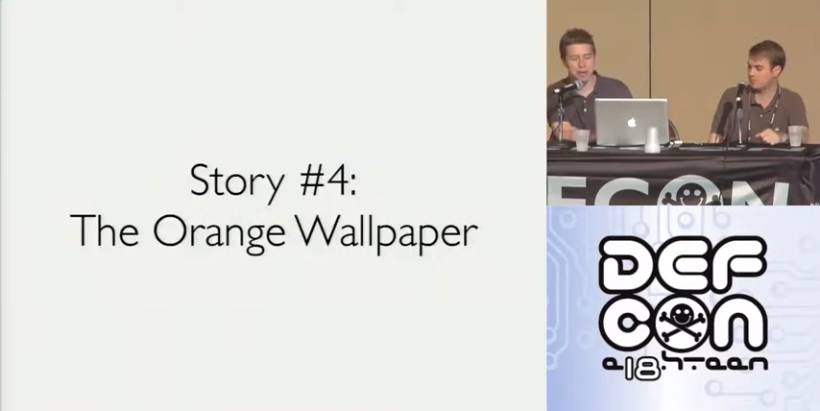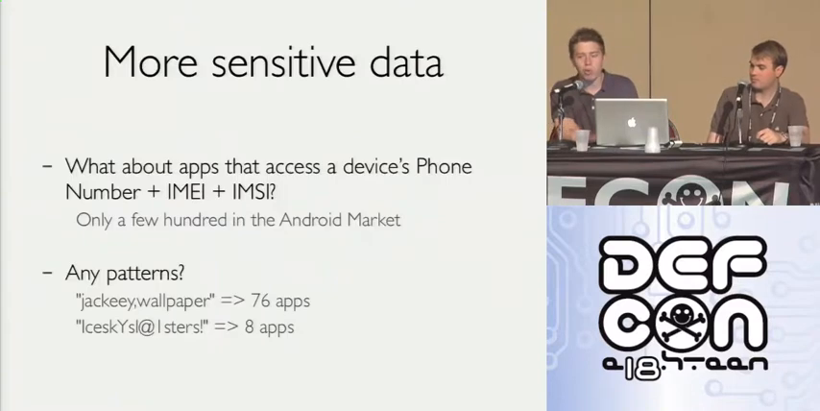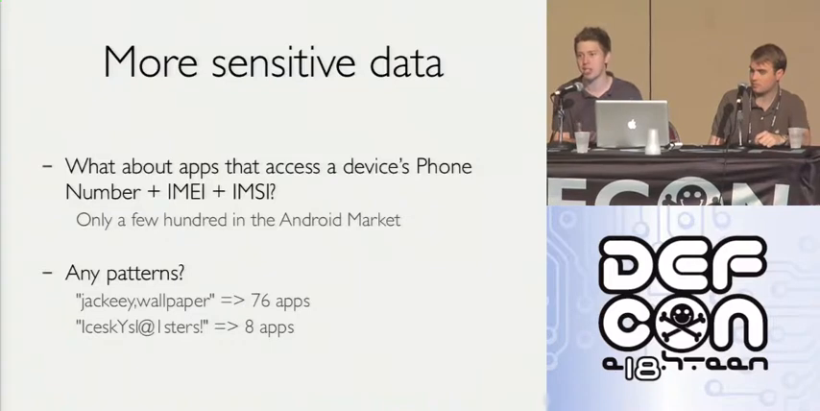Story number 4, the orange wallpaper. So we looked at a whole bunch of permissions, but what about kind of more seemingly innocuous things? Your IMEI, your IMSI, your phone number. And there are actually only a few hundred applications in the Android market that gather this sort of data. And we originally diced this data and said, are there any patterns? And we found there were 2 developers that actually had a near majority of the applications in the market that accessed all these capabilities. And so let's dig in.